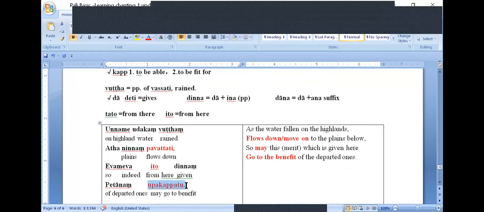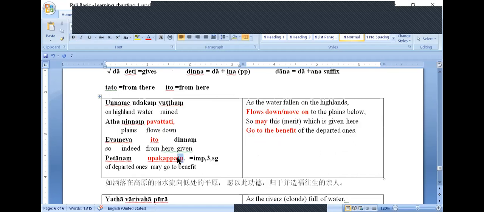Upakapatu. Okay, this is another thing you heard. Tu here is imperative, right? So imperative, third person, singular. Go to me, or let it benefit the departed ones. Alright? So I think some of you are familiar with this chanting. You see the tu here already. So last time, tu, how did we translate? May, or let. So you can hear here, may this merit, or let this merit go to benefit, meaning that it will be helpful to the departed ones, right?